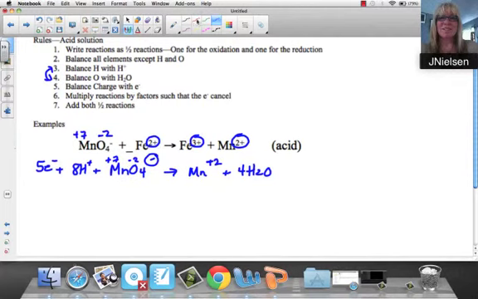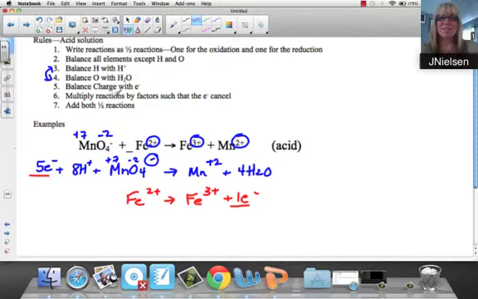Now let's do Fe. We're going from Fe 2+ to Fe 3+. Mass is balanced. I have nothing to do but balance charge. So I'm going to add 1 electron to the right-hand side. Plus 3 and negative 1 is plus 2, gives me a plus 2. Now my electrons can't cancel because I have 1 and 5. This is the next step.